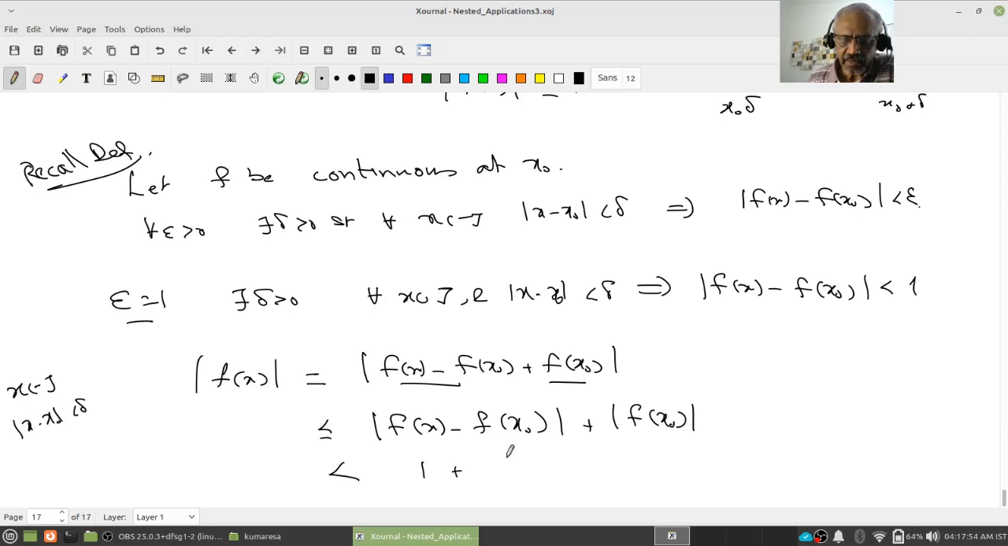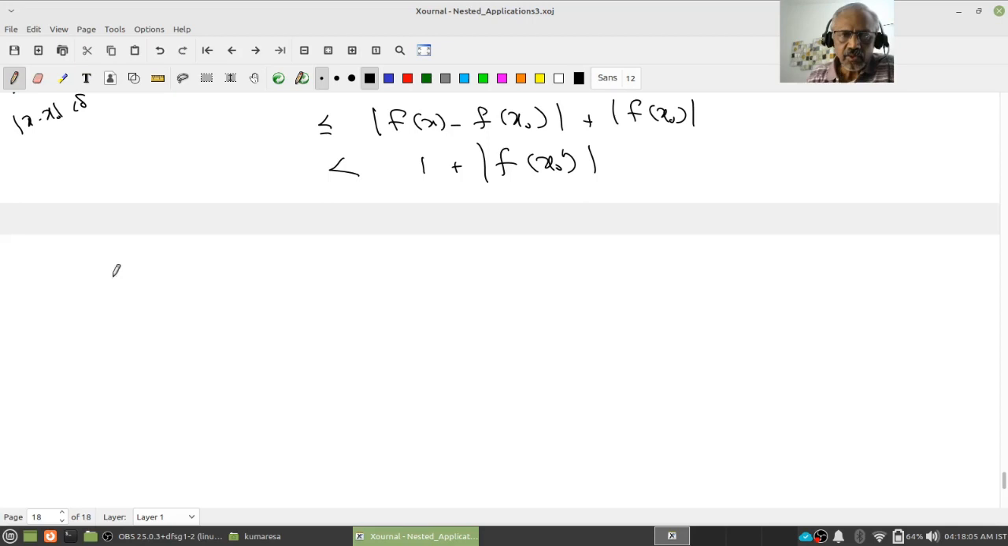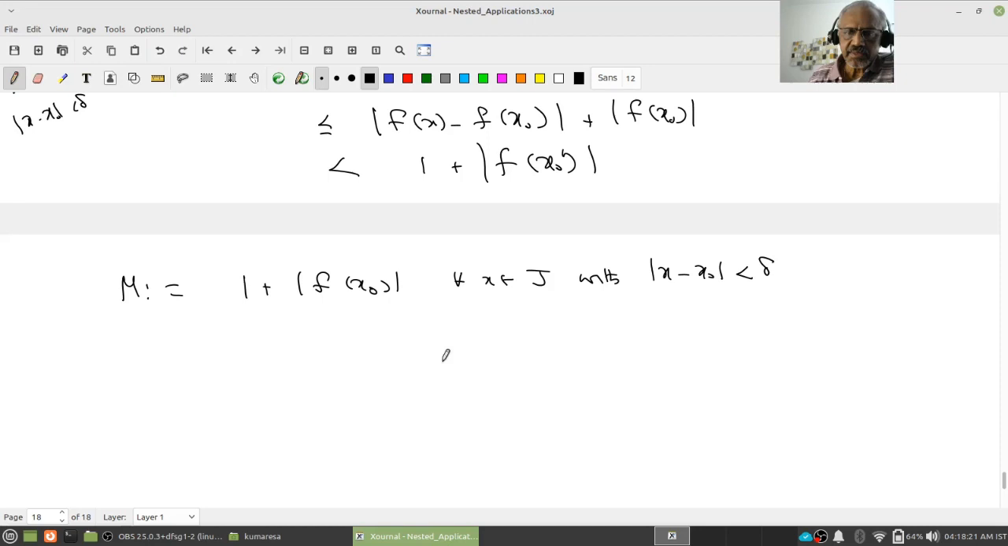Yeah? Therefore, if I take M equal to 1 plus mod fx naught, then for every x in J within delta distance from x naught, we have mod fx less than or equal to M. In fact, it's strictly less than M, but it's okay. Okay, we proved this. So pause, review, proceed.